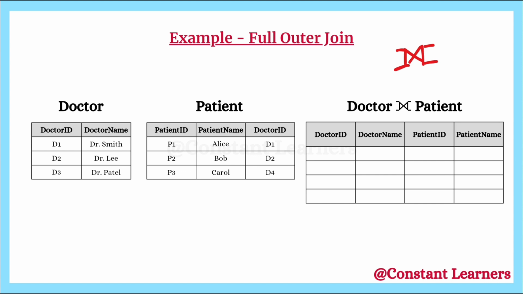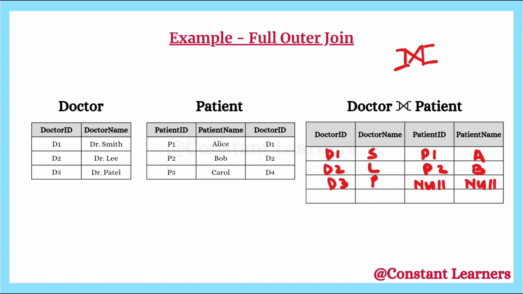So let's start with the doctor table first. We have D1, Dr. Smith. So we have D1 and the doctor name is Smith. D2 is Dr. Lee and D3 is Dr. Patel, right? So the doctor table is done. Now we will match the entries. For D1, we have the patient P1 Alice. So here we'll get patient P1 Alice. For D2, we have patient P2 Bob. So here we get P2 and Bob. Now for Dr. D3, there are no entries, so the values will be null.